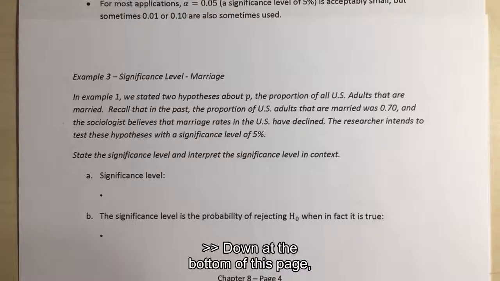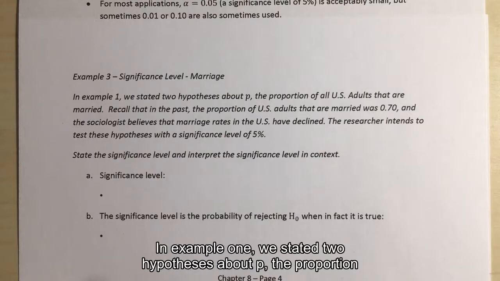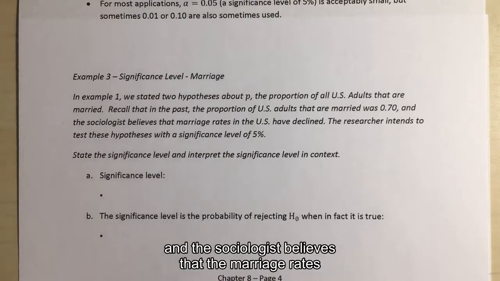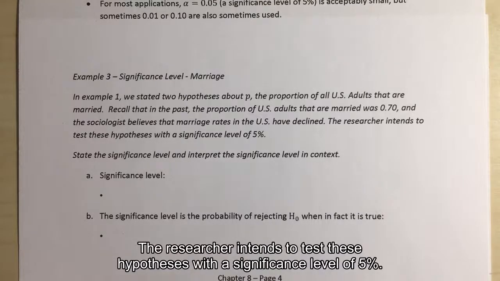Right, so down at the bottom of this page, we're going to talk a little bit more about our significance level. In example 1, we stated 2 hypotheses about p, the proportion of U.S. adults that are married. Recall that in the past, the proportion of U.S. adults that are married was 70%, and the sociologist believes that the marriage rates in the United States have declined. The researcher intends to test these hypotheses with a significance level of 5%.